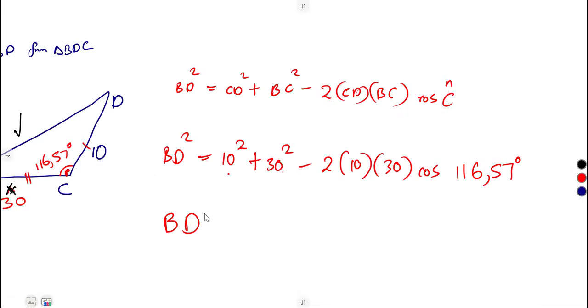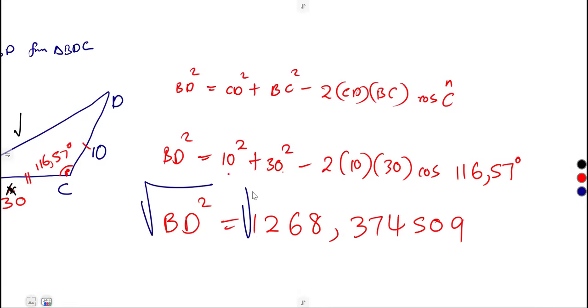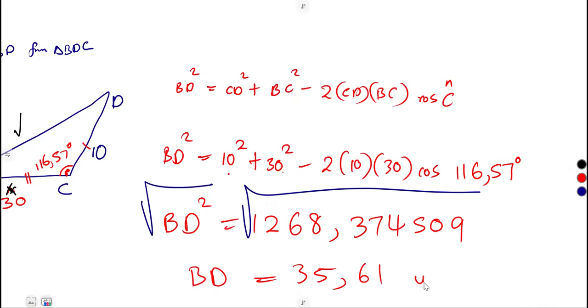So BD squared, if you simplify everything, is going to give us 1268.374509. Then you can just introduce the square root to determine the length. So our BD is going to be 35.61 to 2 decimal places. So we have got the length of BD that is being asked there.